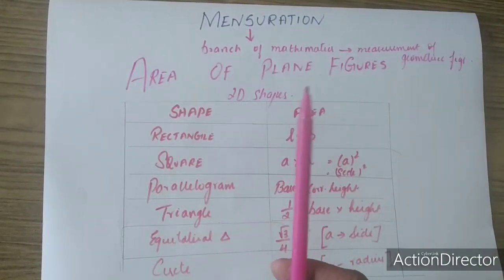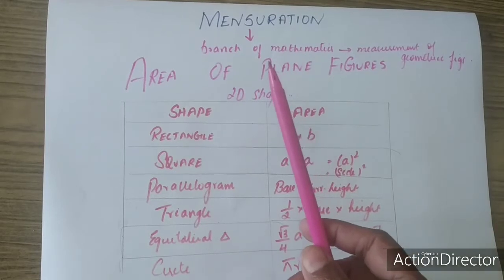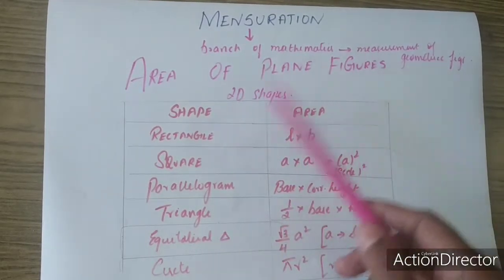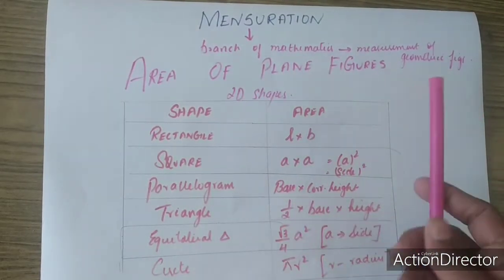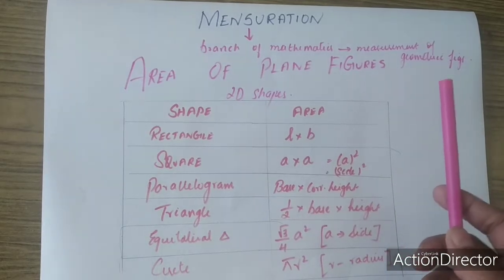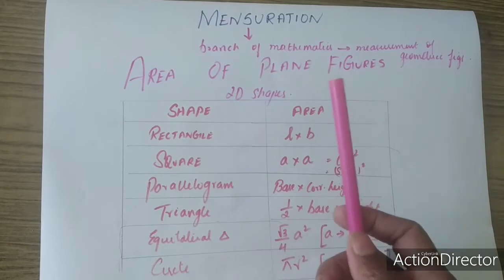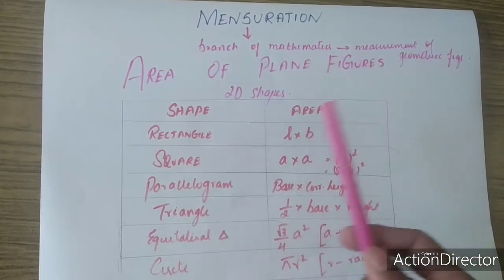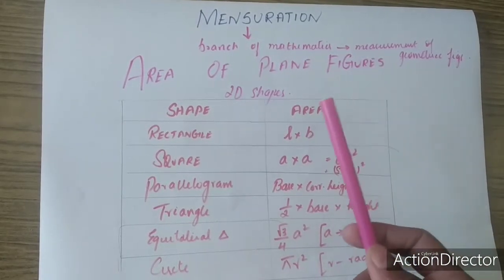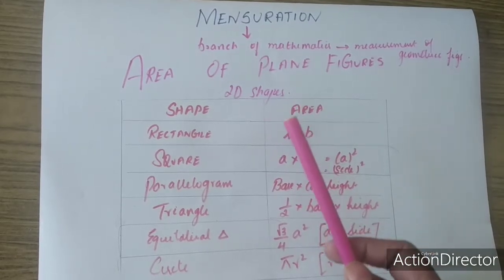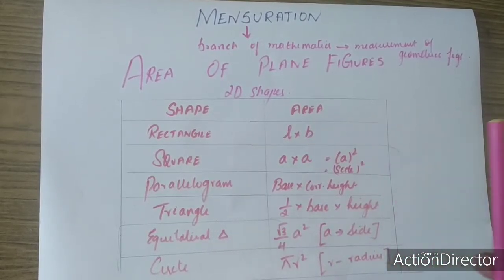Today let us start the chapter mensuration. Mensuration is the branch of mathematics which deals with the measurements of geometrical figures and the parameters like length, breadth, etc. And using this length and breadth we are able to find the area and perimeter of the related figures.